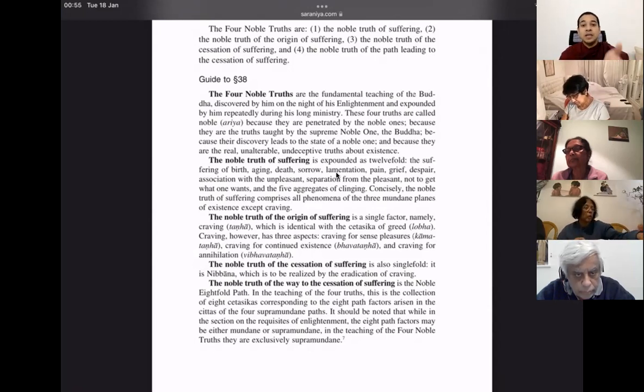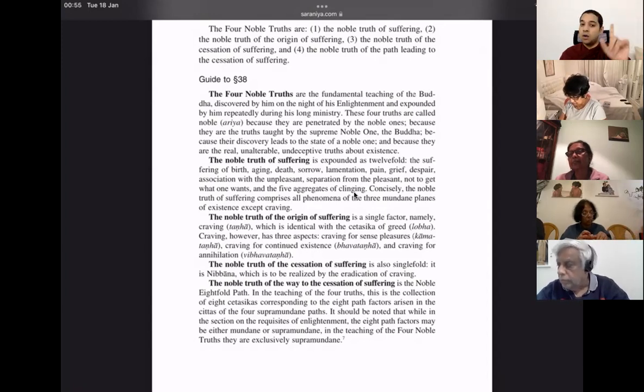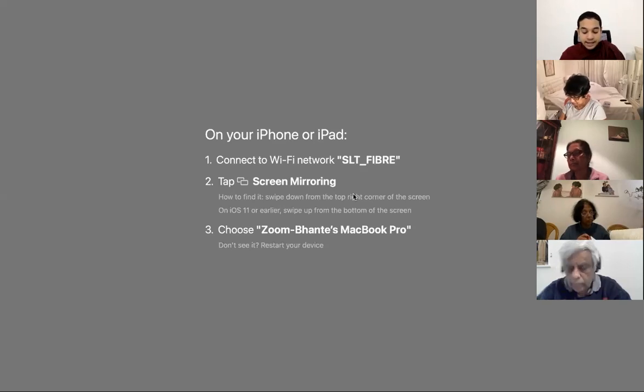So when we go through the words, the suffering of birth, aging, death, sorrow, lamentation, pain, grief, despair, association with the unpleasant, separation from the pleasant, not to get what one wants, and the 5 aggregates of clinging, all of these things are associated to a meaning that we have given it. Remember, we are not talking about the word, we are talking about the meaning or the scope of that word. That is essentially where awareness now sheds a light upon, right?